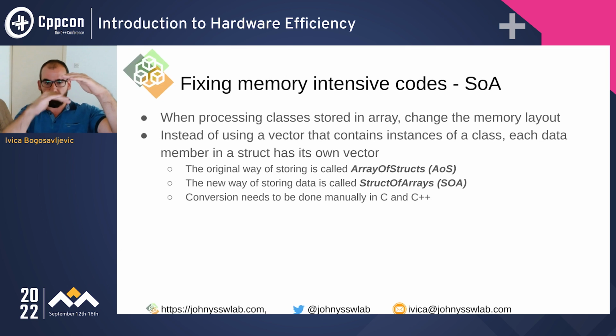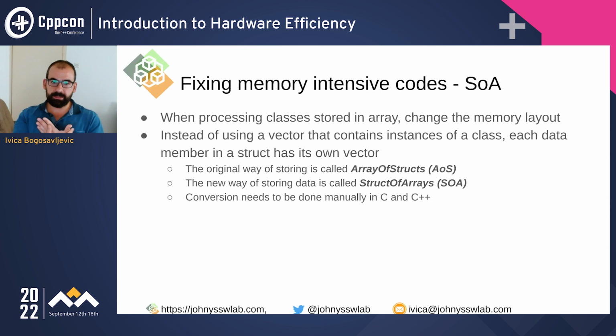If you have a class with many members stored in an array, this kind of representation is called array of structs or array of classes. Now, if you change the memory representation, your class has member 1, member 2, member 3, member 4, and for each member in your class, you have a dedicated array. One array holds member 1, another array holds member 2, another holds member 3, and so on. So you change the memory layout. The class, as it was earlier, does not exist anymore.